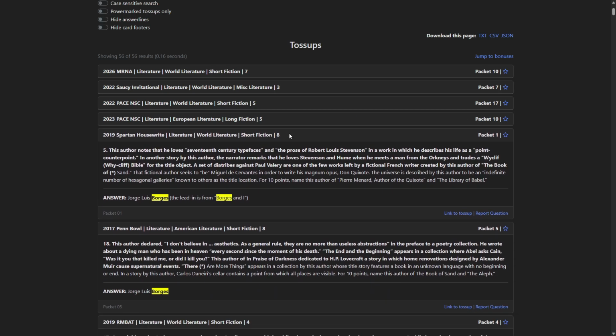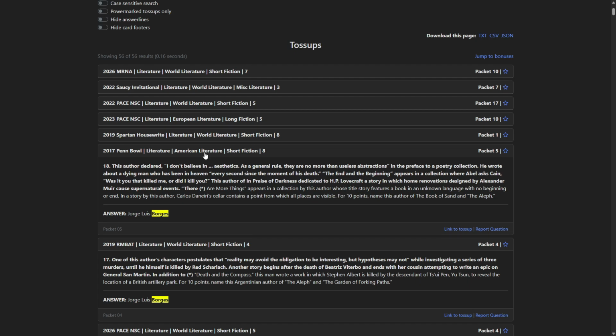Next, we're going to be another difficulty 8, so a difficult question. So here we have the Wycliffe Bible for the title object, which is going to be The Book of Sand. And then also Pierre Menard trying to be Cervantes to rewrite Don Quixote with Pierre Menard, Author of the Quixote.